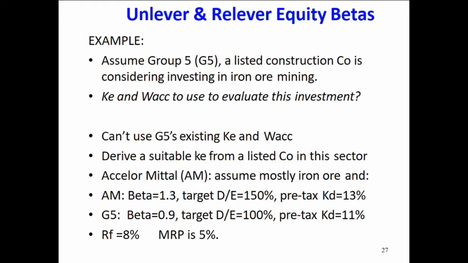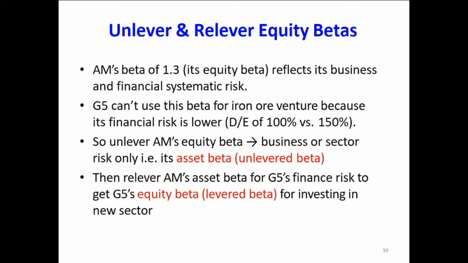So a similar listed company has been determined to be ArcelorMittal, as they mostly operate in iron ore. ArcelorMittal has a beta of 1.3, a target debt-equity ratio of 150%, and a pre-tax cost of debt of 13%. G5 has a beta of 0.9, a target debt-equity ratio of 100%, and a pre-tax cost of debt of 11%. The risk-free rate has been given to us at 8%, and the market risk premium appropriate in this scenario is 5%. So our starting point is going to be the beta of ArcelorMittal of 1.3.